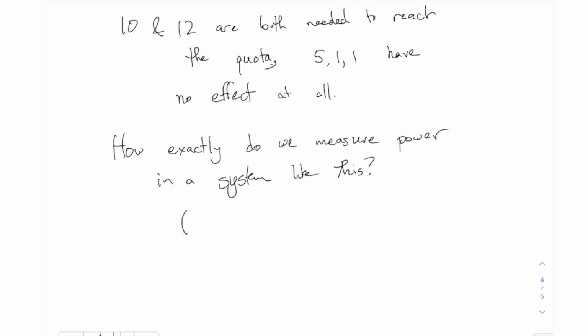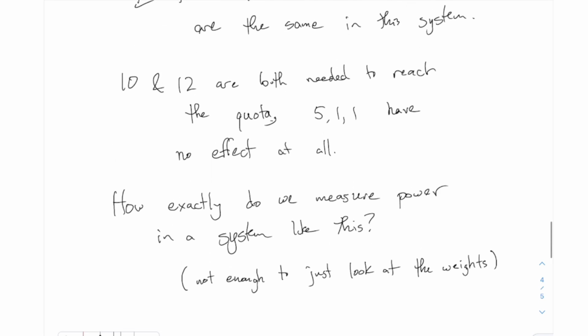And the answer is, I'm not going to tell you, it's complicated, right? I'm just going to say it's not enough to just look at the weights, because the weights often will conceal more complicated relationships between the things. Just because one number is bigger than another doesn't mean that person actually has more power than the other one. All right. We've got 5 more minutes left. I can say a few more things here.